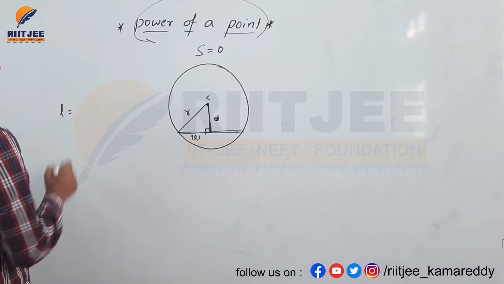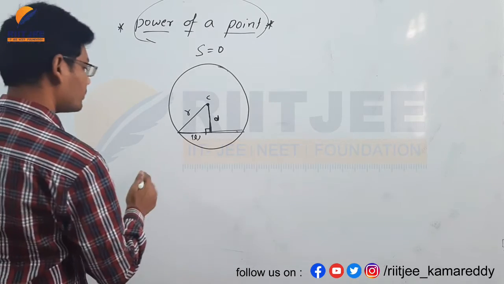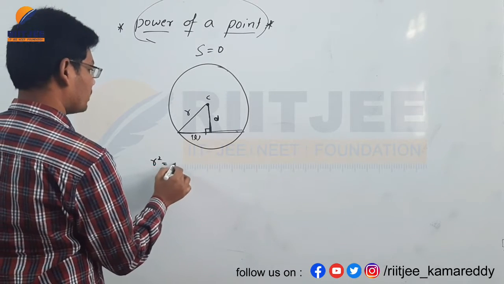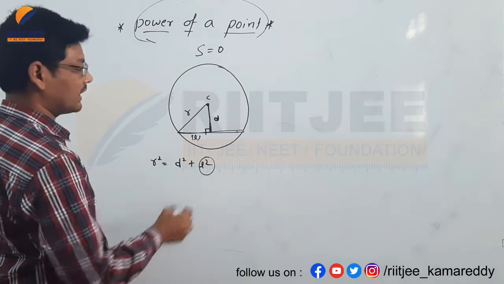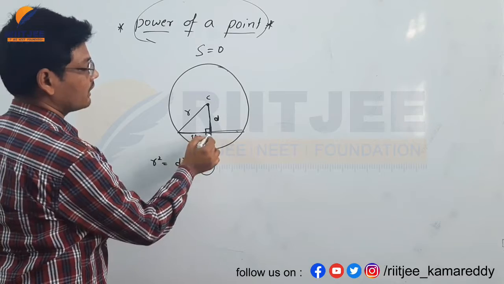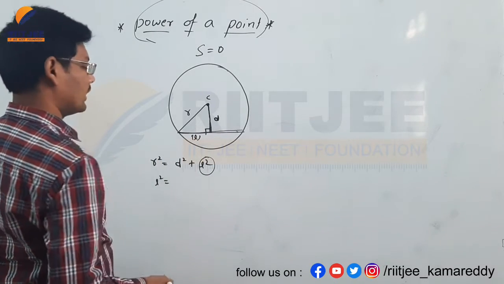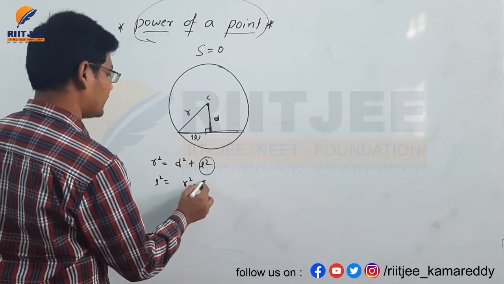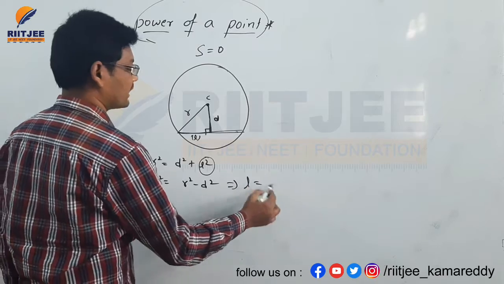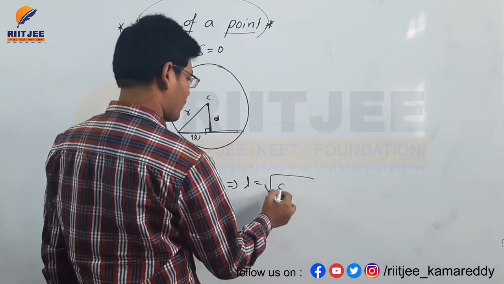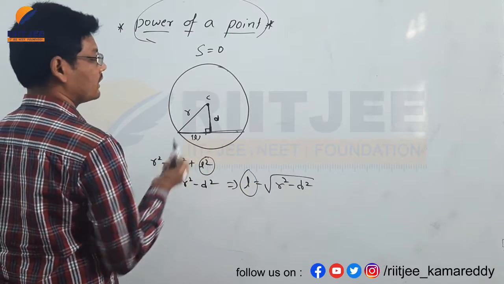Then from the Pythagoras theorem, R square is equal to D square plus L square. Here we require the length of intercept. This is the length of intercept here. L square is equal to R square minus D square. We require only L, that is the length of intercept. L is equal to square root of R square minus D square.